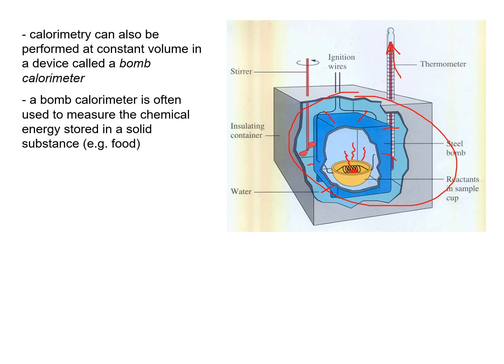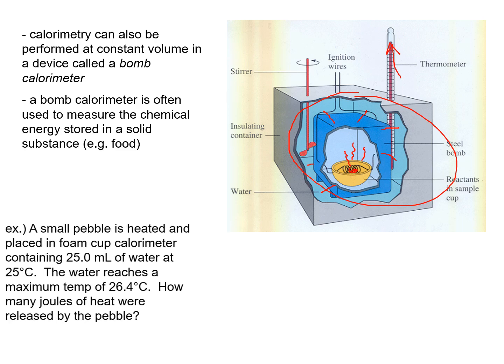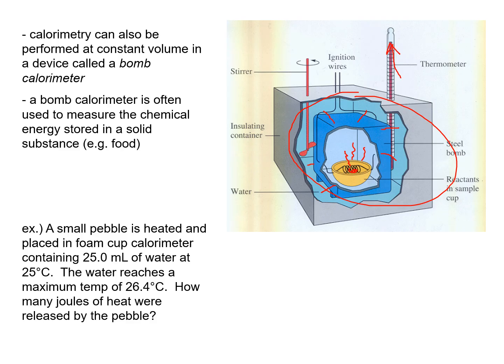Now, it doesn't matter what kind of calorimeter we're talking about. It doesn't matter if we're talking about a bomb calorimeter or a coffee cup calorimeter or whatever. They all work basically the same way. So let's do an example of how this would be used to calculate the heat. Let's say we have a coffee cup, a foam cup calorimeter, and we have some water in it, 25 milliliters of water at 25 degrees Celsius, that's room temperature.